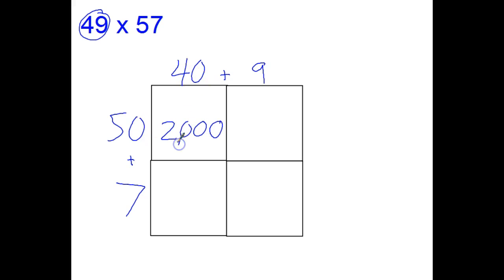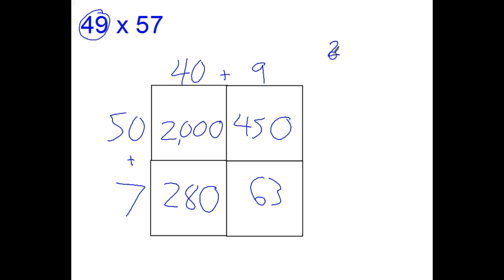So altogether that's 2,000. 7 times 40. I got a 1 zero. And 7 times 4 is 28. 9 times 50. I got a 0 on the end. And then 9 times 5 is 45. And then down to the bottom square, I just have 9 times 7 is 63.